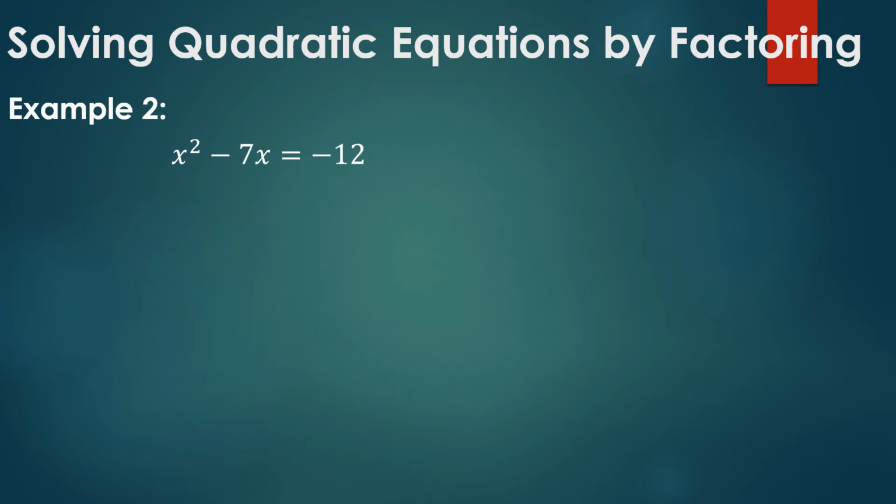x squared minus 7x is equal to negative 12. As you can see in the given example, it is not equated to 0. Therefore, we are going to make negative 12 zero in order for us to apply the zero product property. How are we going to do that? It is by transposing negative 12 into the left side of the equation, or simply add the opposite of negative 12, which is positive 12. So we have x squared minus 7x plus 12 is equal to 0.